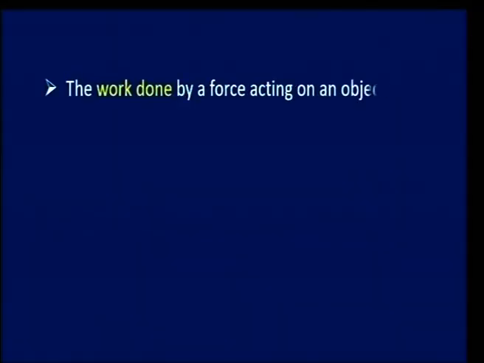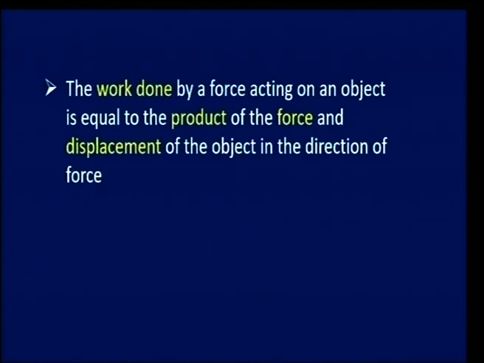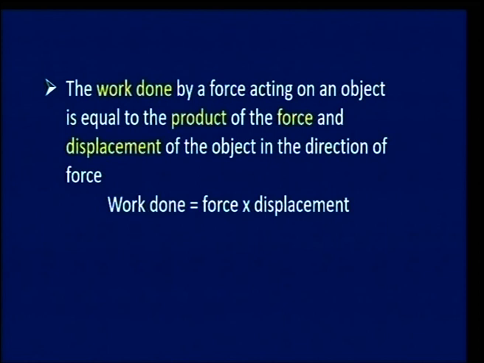The work done by a force acting on an object is equal to the product of the force and displacement of the object in the direction of force. Work done is equal to force into displacement. In mathematical expression, that is W = F × d. Symbolize the work done as W. W = force into displacement.